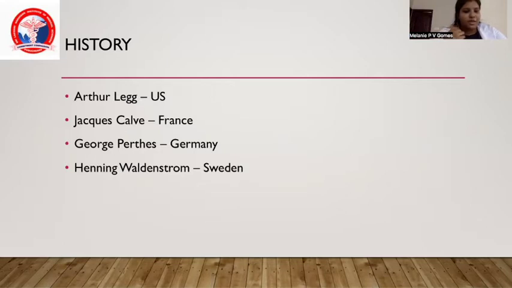Perthes observed that the disorder was a self-limiting, non-inflammatory condition affecting the capital femoral epiphysis with stages of degeneration and regeneration, leading to restoration of the bone nucleus. Waldenström reported radiographic changes associated with the disorder.